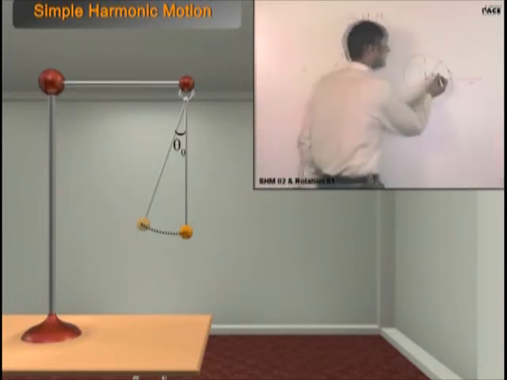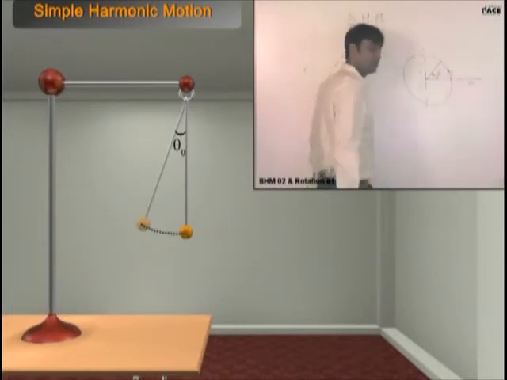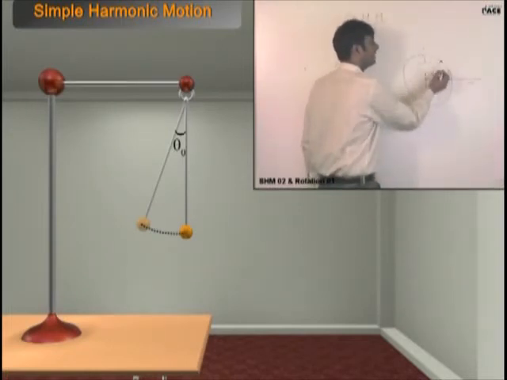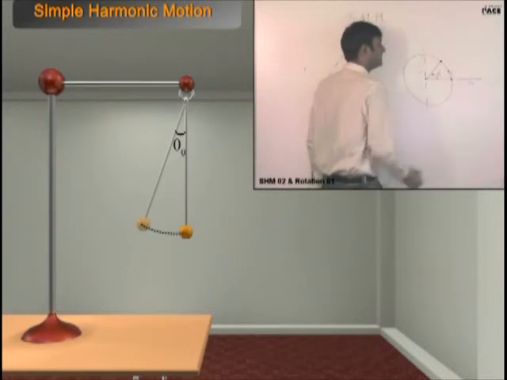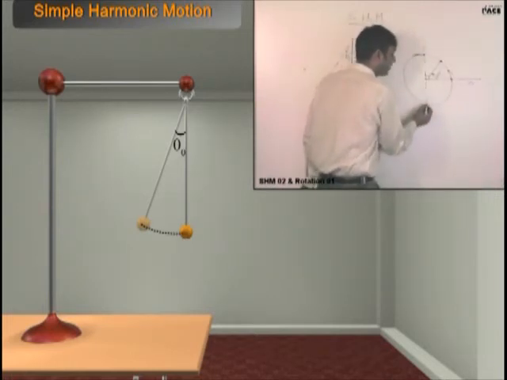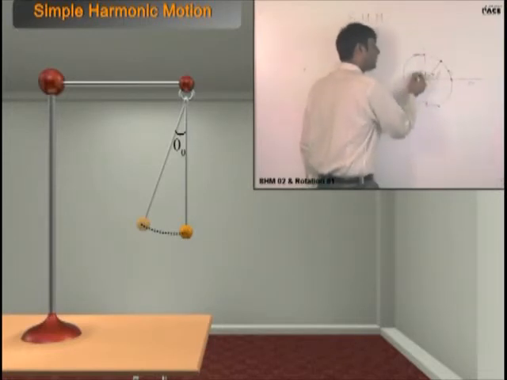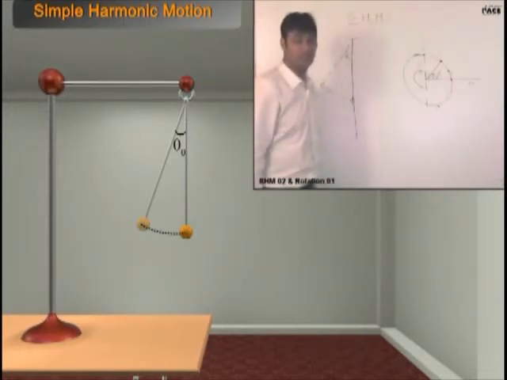So obviously I'll say the initial phase is this. If the body starts from here, initial phase is this. If the body starts from here, initial phase is pi by 2. And if the body is here, initial phase is 3 pi by 2, if anti-clockwise has been chosen positive.